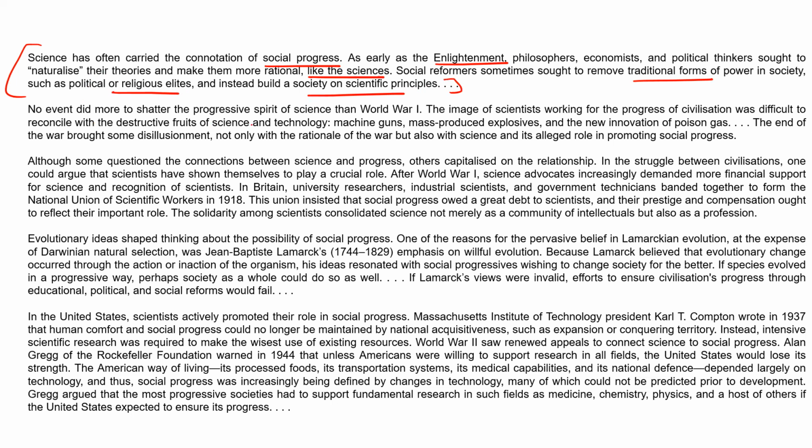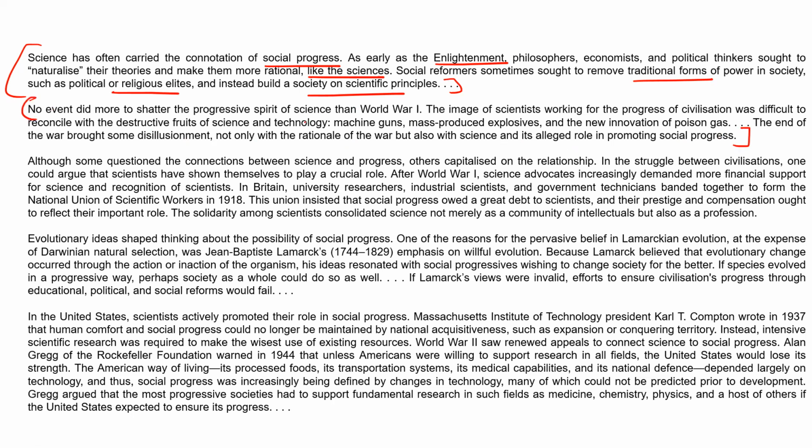No event did more to shatter the progressive spirit of science than World War I. The image of scientists working for the progress of civilization was difficult to reconcile with the destructive fruits of science and technology, machine guns, mass-produced explosives, and the new innovation of poison gas. The end of the war brought some disillusionment, but not only with the rationale of war, but also with science and its alleged role in promoting social progress.